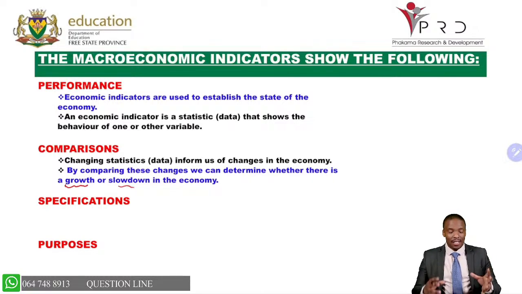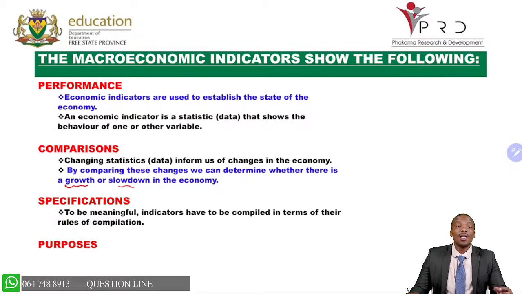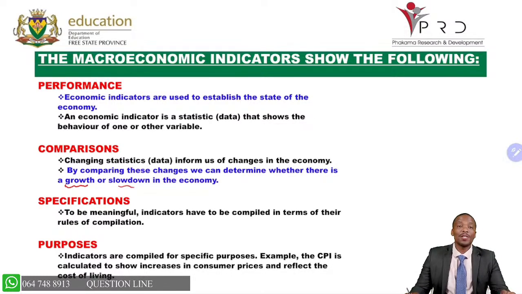So with these indicators, you can see if the car is turning to the left or the car is turning to the right. Therefore, we also in the economy of South Africa need to assess the performance of the economy to check if the economy is growing or the economy is slowing down. For specification purposes, these need to be meaningful. Indicators have to be compiled in terms of their rules of compilation, and indicators are compiled for a specific purpose.